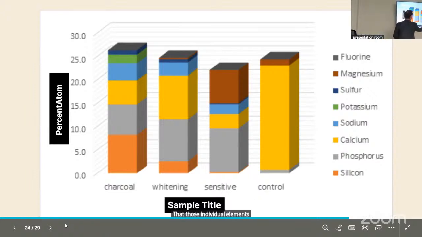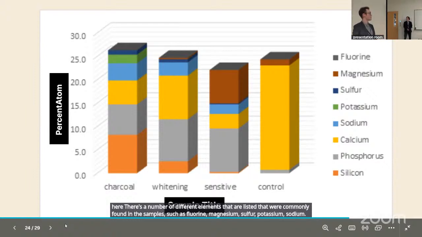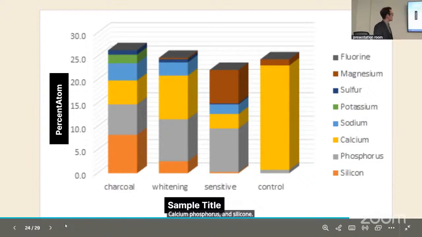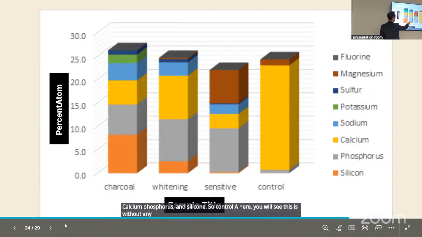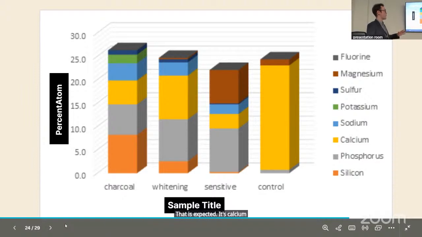You can see in the legend a number of different elements that were commonly found in the samples, such as fluorine, magnesium, sulfur, potassium, sodium, calcium, phosphorus, and silicon. The control egg here is without any toothpaste. You can see it is an overwhelming proportion of calcium. That is expected, as it's calcium carbonate. There should not be a large proportion of anything else. So that fit.